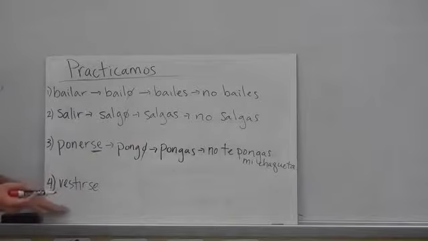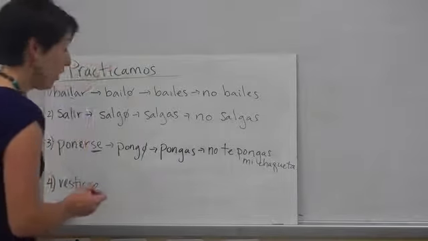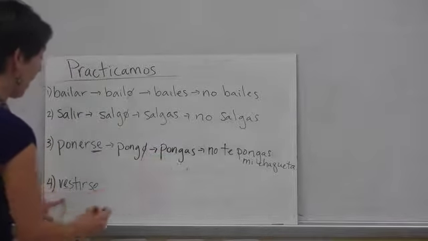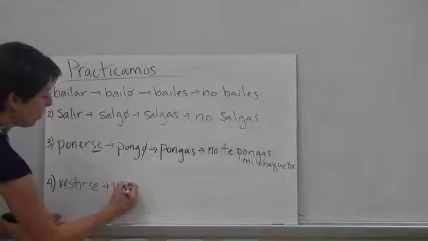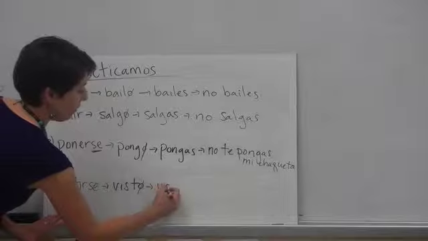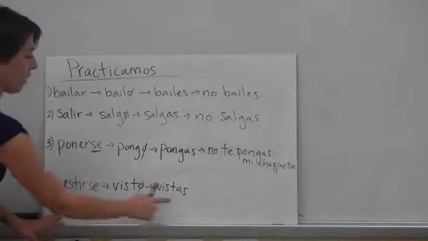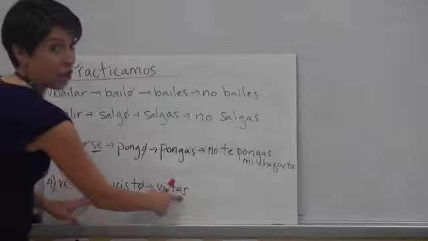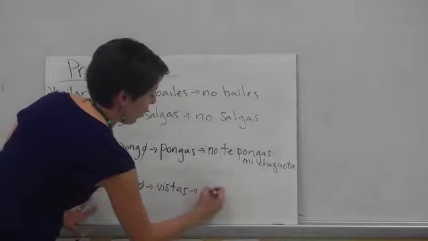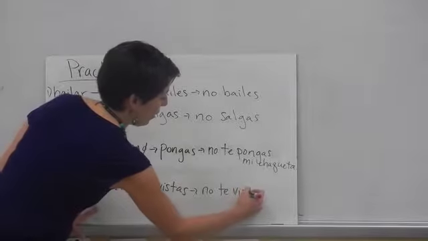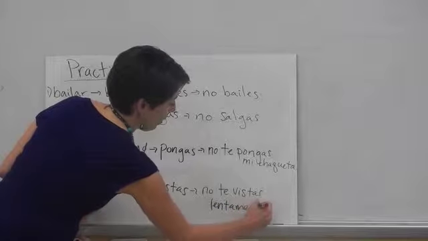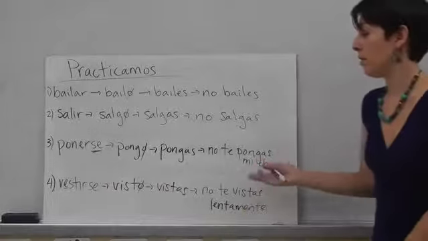No te pongas. Now for vestirse, can you see me? Am I still on board? For vestirse, it's a stem changer, but it's not a go verb. So you're going to have visto, and then you're going to take off the O, and you're going to get vistas, because it's an IR verb. I want the opposite ending. And then my se is going to change to te, because you're the subject. It goes to box 2, and I'm going to end up with no te vistas lentamente, which means don't get dressed slowly.